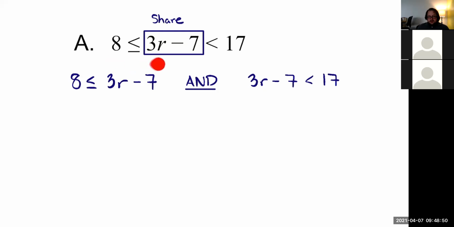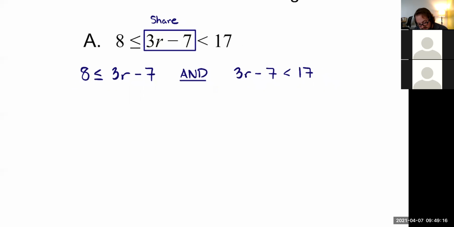So the 8 less than or equal to 3r minus 7 is right here on the left-hand side of my inequality. And then the 3r minus 7 is less than 17 is going to be on the right inequality. The 3r minus 7 should be completely in both, however. Now, aside from that minor adjustment, how we solve them hasn't changed in the slightest.